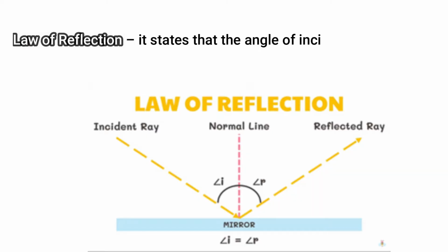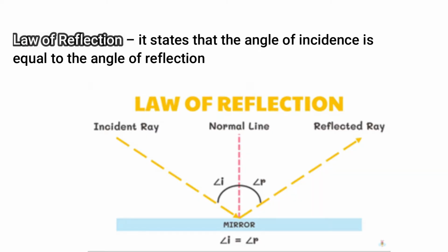This is a technique to determine the direction and angle of light rays. But before we proceed, let us first define some terms and talk about the law of reflection. It states that the angle of incidence is equal to the angle of reflection. The angle of incidence is measured between the normal line and the incident ray, while the angle of reflection is measured between the normal line and the reflected ray.